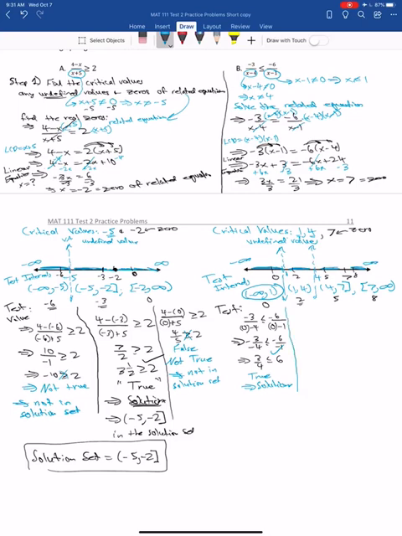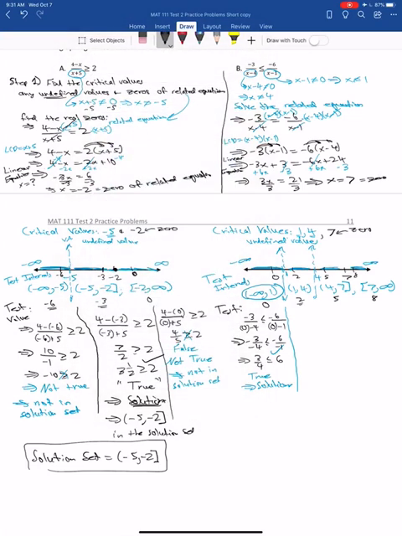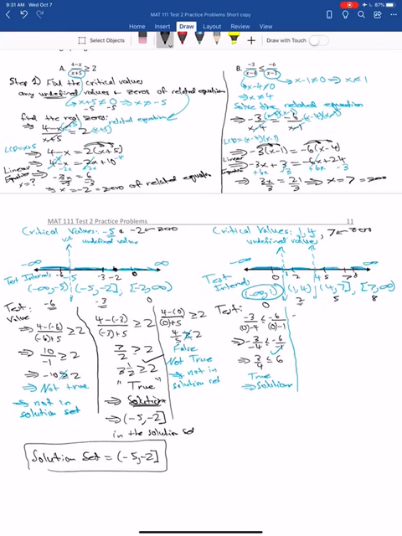Now as we look at the next interval, 1 to 4, let's go test it. So we take out our x, let's plug in the test value. So out comes x, in comes our test value of 2. So -3 divided by 2 minus 4.